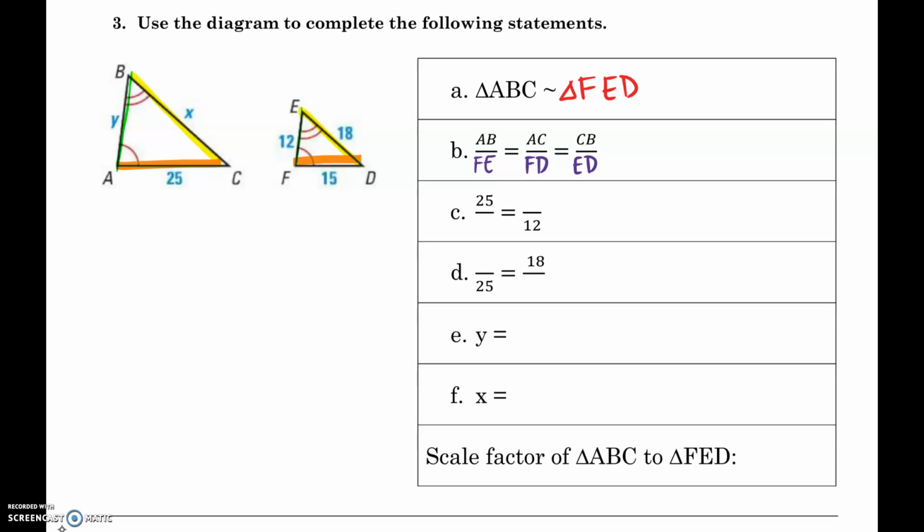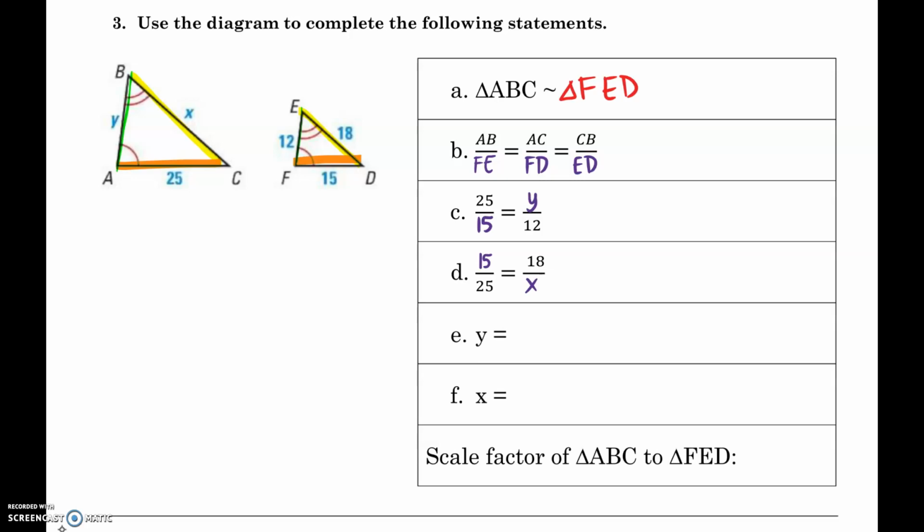So here we're just replacing the side names with the numbers, or the lengths of the sides. So we have 25 over 15, AC corresponds with FD, and then we have Y over 12, because Y and 12 are corresponding. For part D, we have 15 over 25, because 15 and 25 are corresponding, and then we have 18 over X, because 18 and X are corresponding.